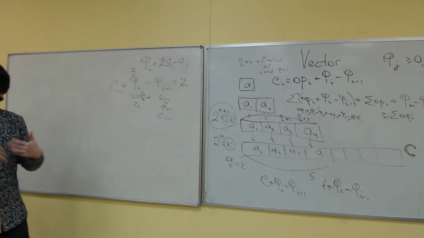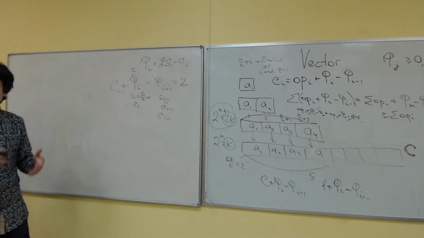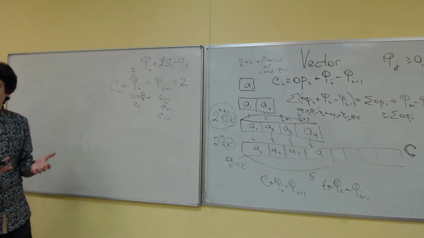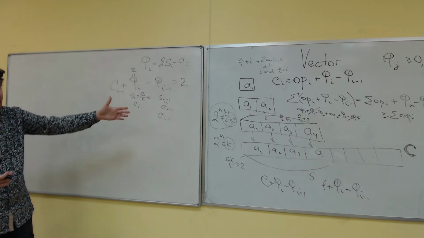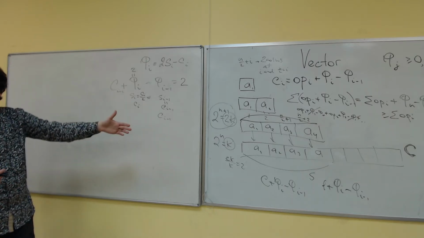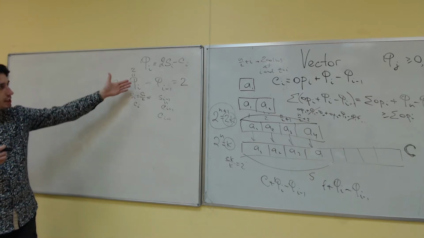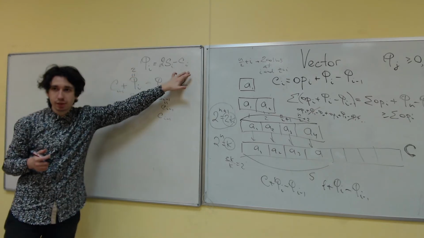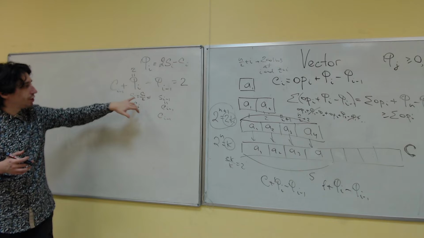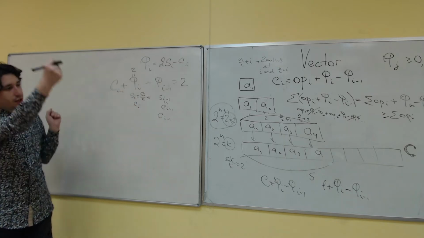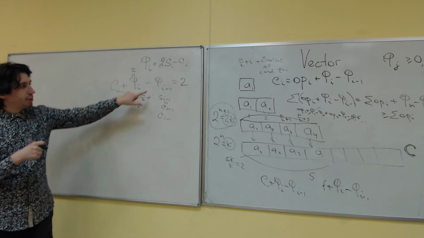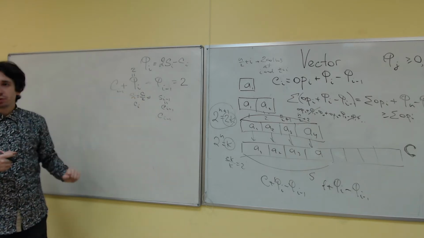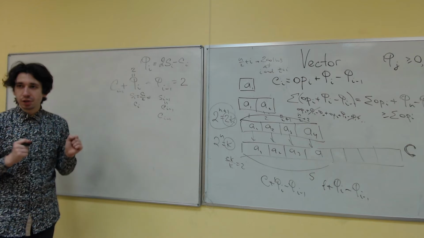So this is how amortization with potential works. You just set some function for the state of your data structure. For example, in this case, this is the right potential for the data structure, so that when you double the size, the previous potential will be much higher than the new potential.